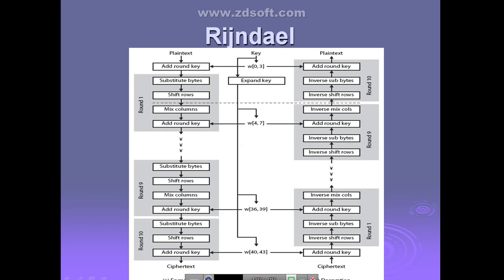Shift rows means you perform a circular left shift operation on each of the rows. In that, the first row is unchanged. On the second row you do a one byte shift. On the third row you perform a 2 byte shift. On the fourth row you perform a 3 byte shift, circularly, from the left side.